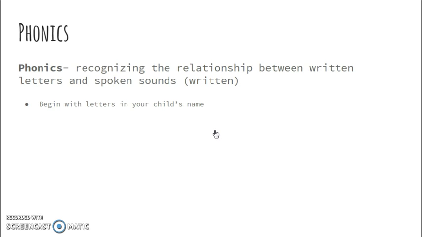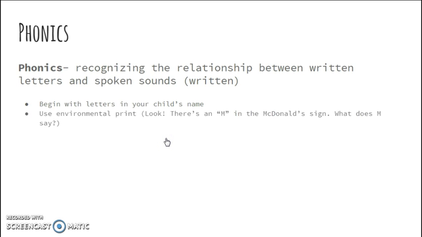Your name is Mark. That starts with M, and do activities that start with that first letter of their name, M. Use environmental print. Environmental print is everywhere. Those are the signs that you see for stores. Those are the brand names that you see in the stores. So, for example, look, there's an M in the McDonald's sign. What does M say? Or look, there's a Snickers bar as you're checking out. What letters do you see in the Snickers bar?